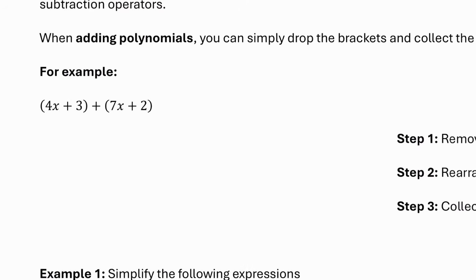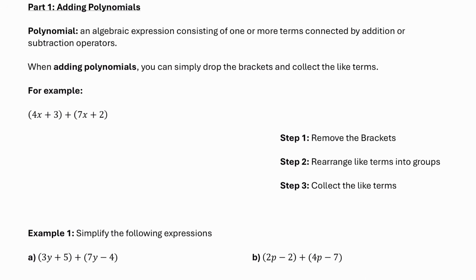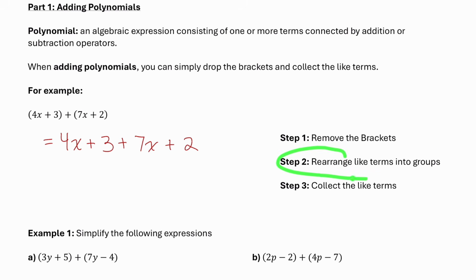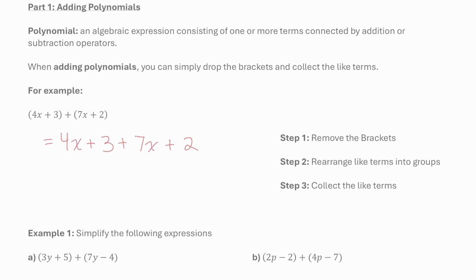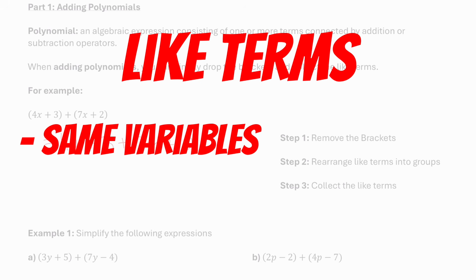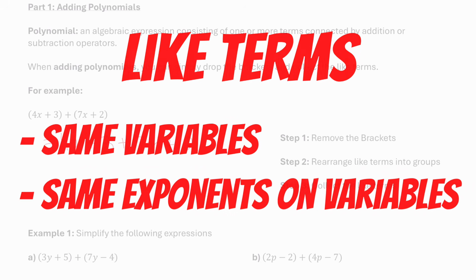To add polynomials, the first step is just to remove the brackets. So I'll rewrite the sum of those polynomials, but with no brackets. And now to simplify this expression, I just have to collect like terms. So what I should do first is find pairs of like terms and then rearrange them into groups. And remember, like terms are terms that have the exact same variable part, meaning they are terms that have the same variables with the same exponents.